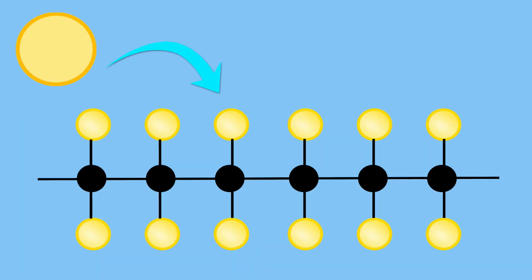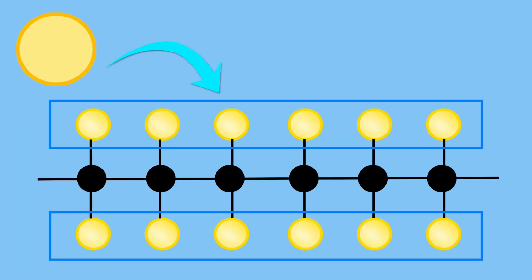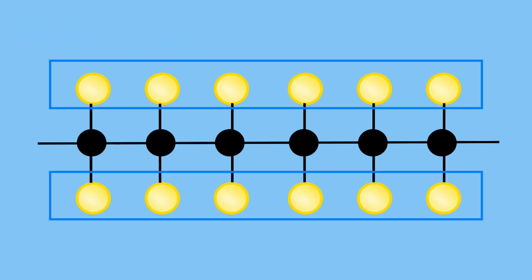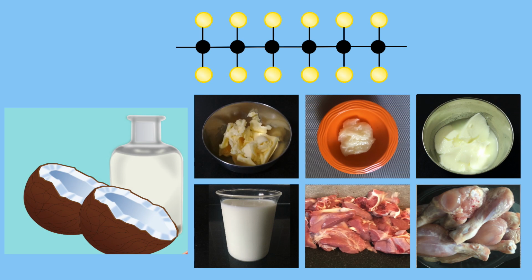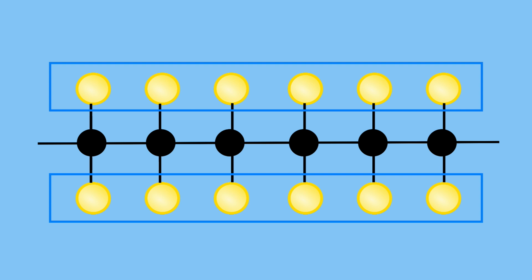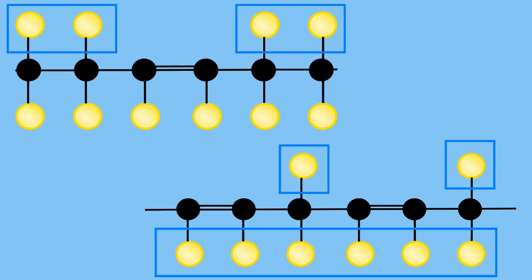Saturation refers to the amount of hydrogen bonded to a hydrocarbon chain. The more hydrogens bonded, the more saturated the fat is. Saturated fats are found in coconut, milk, milk products, meat, etc. In such fats, hydrogens fill up all the available spots on the chain. However, if only some spots are filled with hydrogen, the fat is unsaturated.